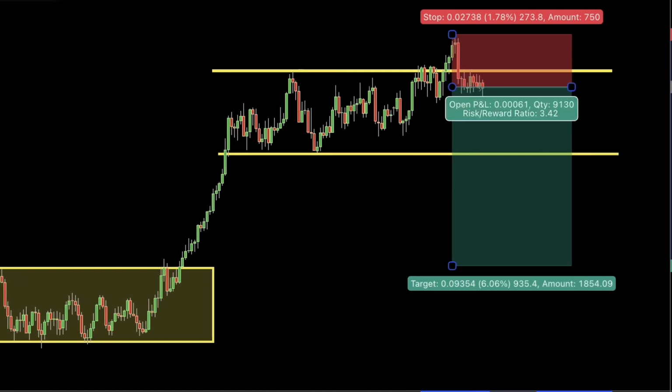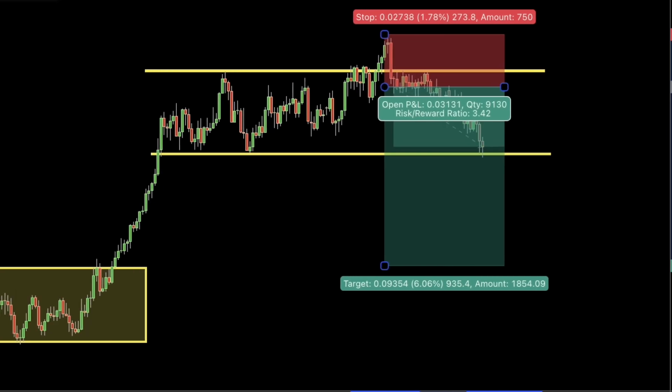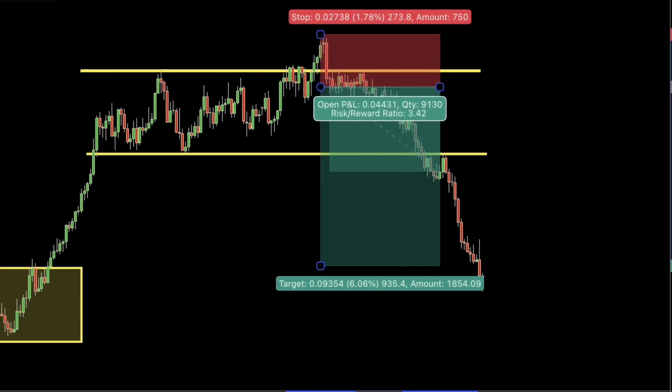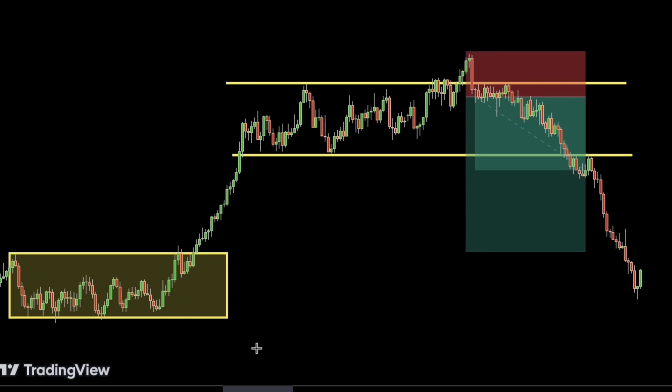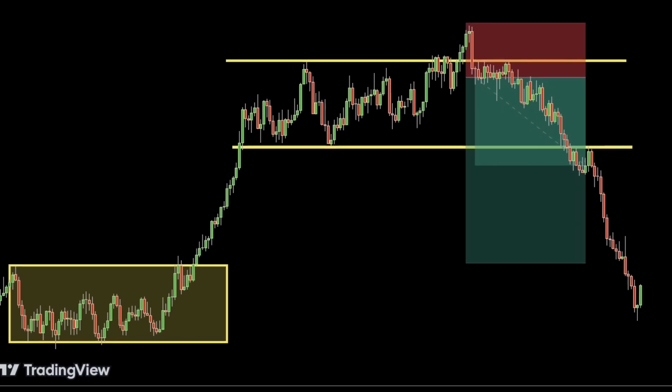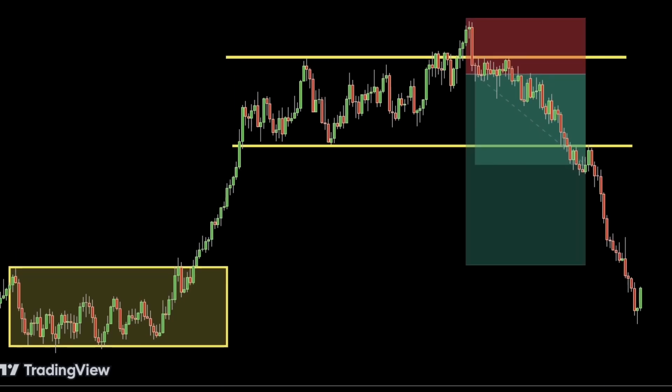Why target the next accumulation phase? Because after the buy-side liquidity sweep that occurred during the distribution phase, it's a signal that the market is likely to break down from the range and move lower. The most significant level the market will face is the accumulation phase, meaning the previous resistance now acts as support.